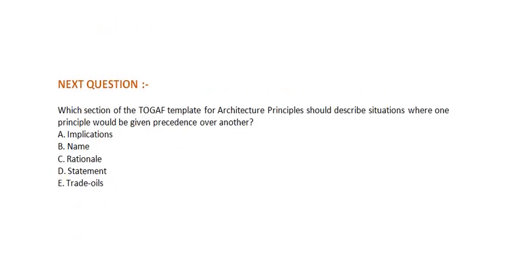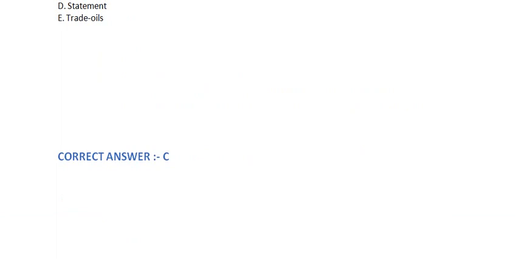Next question is: which section of the TOGAF template for architecture principles should describe situations where one principle would be given precedence over another? Option A: implications. Option B: name. Option C: rationale. Option D: statement. And option E: trade-offs. The correct answer is option C.